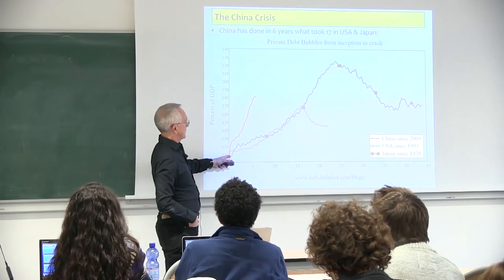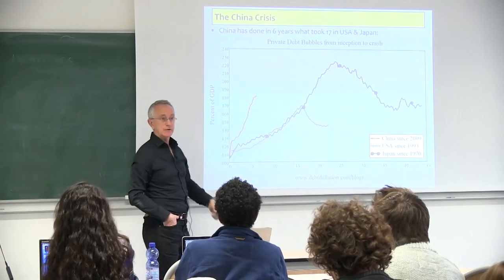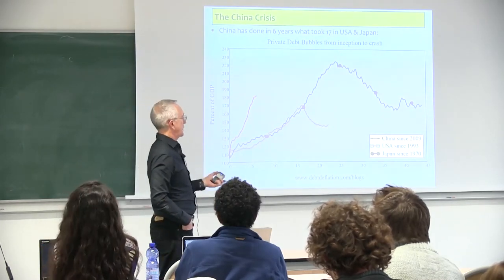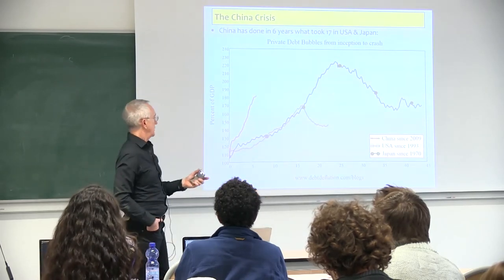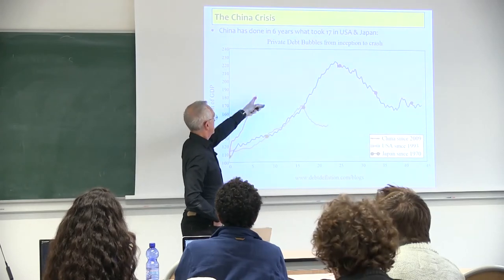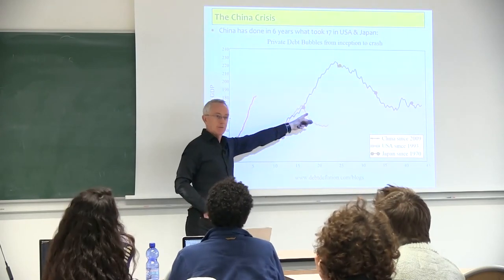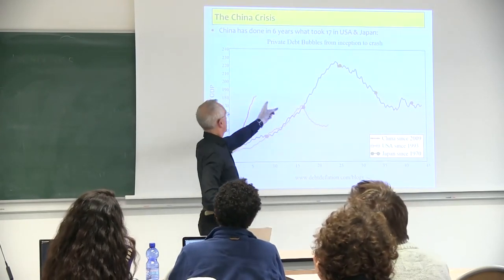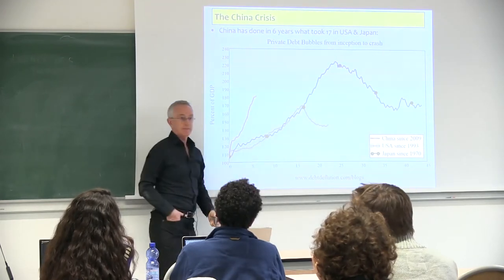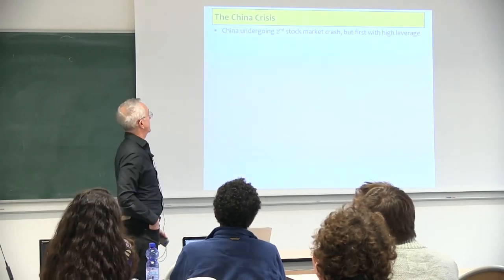The Japanese crisis began, a bubble began in 1970. So the black line is Japan's private debt to GDP ratio starting in 1970. And America's began in 93, the most recent bubble. So the blue line is America starting from 93. And you can see China's got to a level of private debt to GDP that exceeds the maximum that America reached in total and is equivalent to what took Japan 17 years, it got there in six. So with that rate of growth of debt, it's got to have a dramatic rate of slowdown as well.